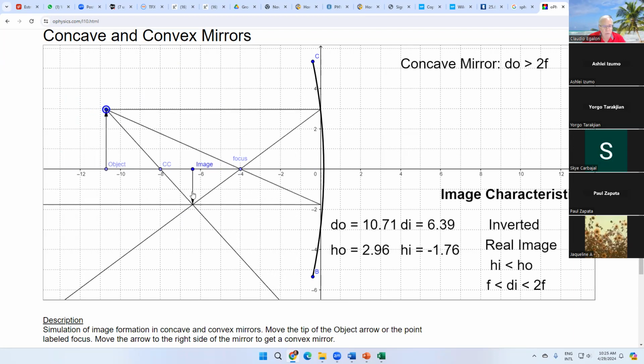Okay. So as we move towards the center of curvature, look what happens to the image of the object. It starts to grow larger and larger, right? Not only does it grow larger and larger, it also approaches the center of curvature. The position of the image approaches the center of curvature. Right now, this object is 3 units high, and the image is less than 2 units high.